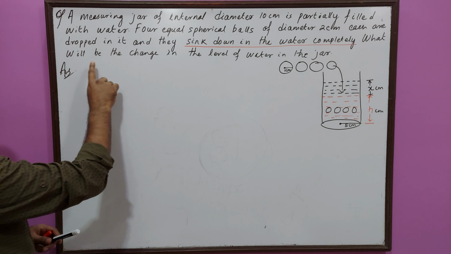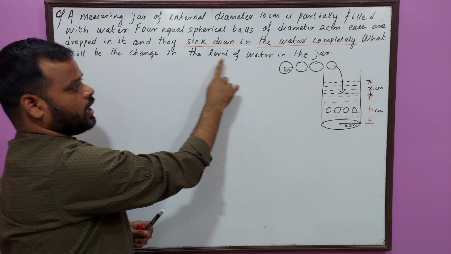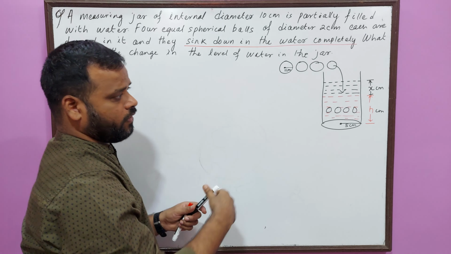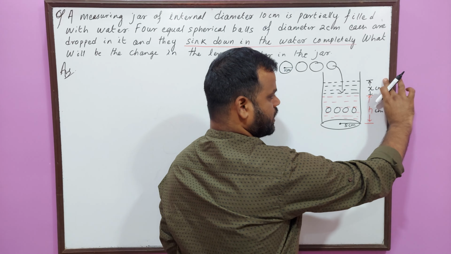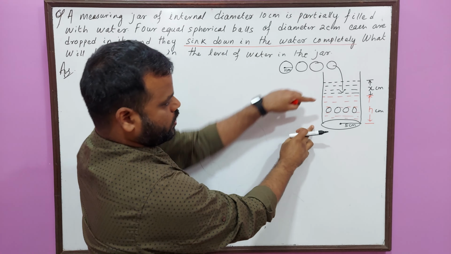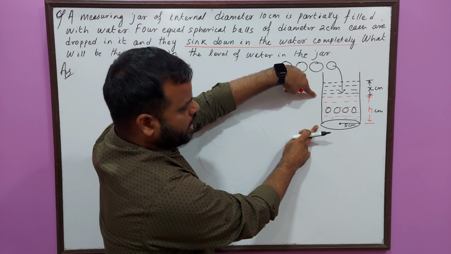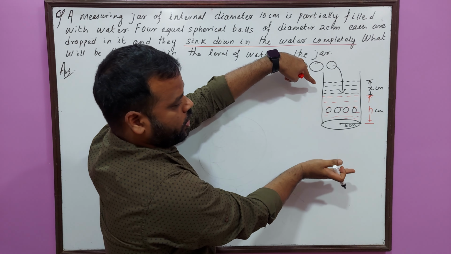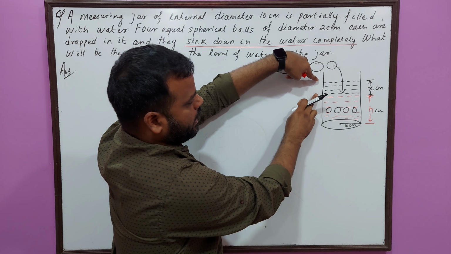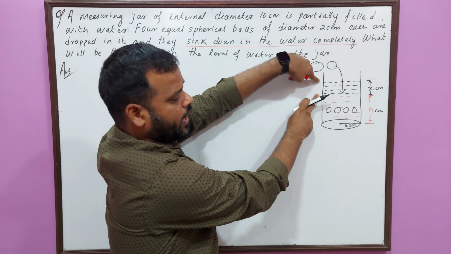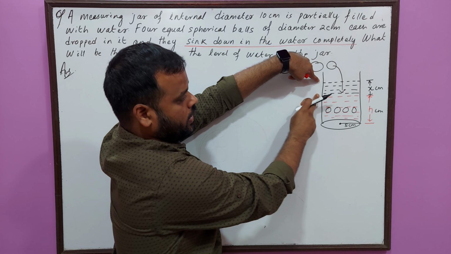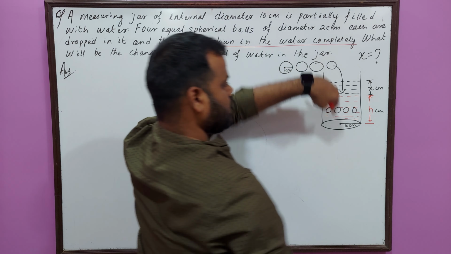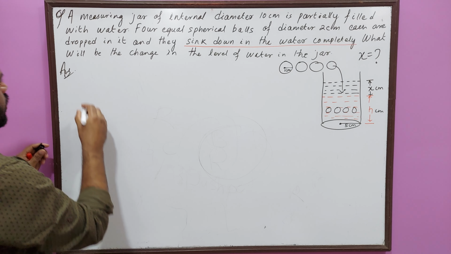It is asking what will be the change in the level of water in the jar. This is the change. The original height of the water was this red portion, and now when we drop the balls into the jar, the level of water will rise slightly, and this black portion will be the change in the height of the level of water. So it is nothing but x. We have to find x. Then we can get the answer.